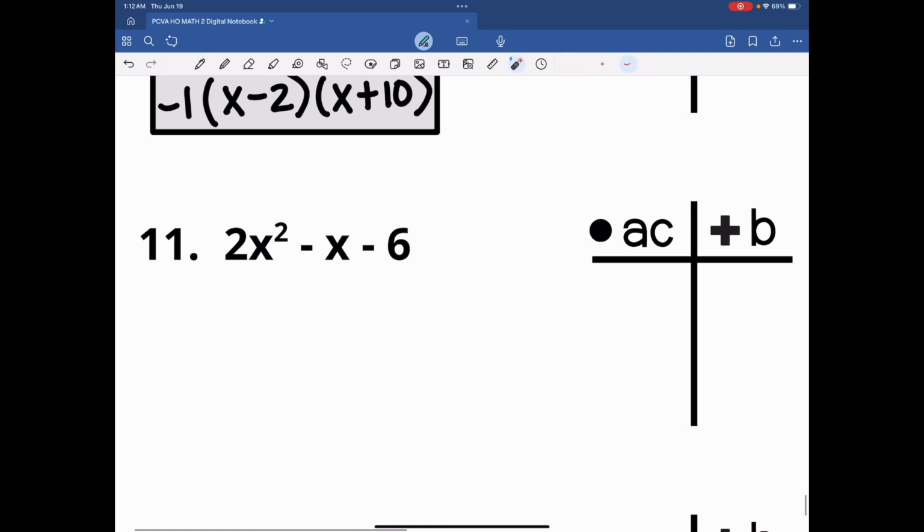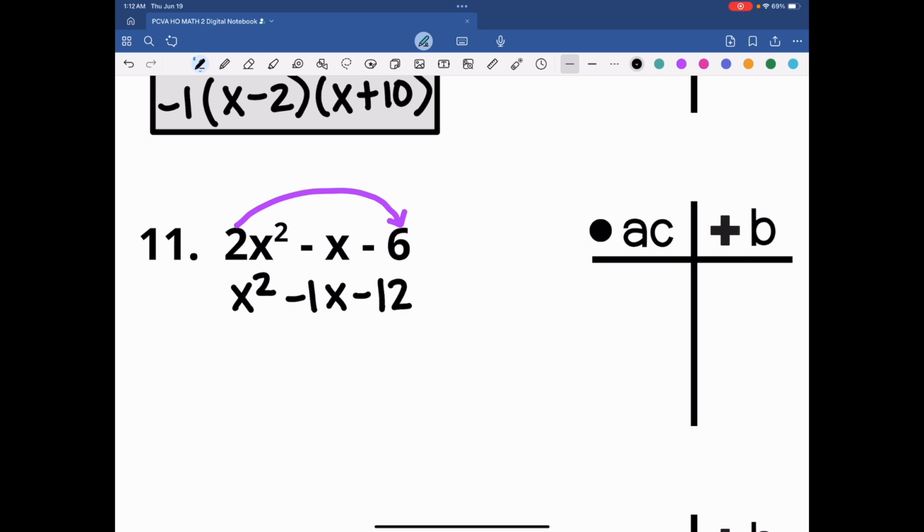Number 11, I'm checking. I have a 2, a -1, because that's technically a -1, and -6. So no GCF here. So we're going to start with the 2, and we're going to slide that over and multiply it in. So this is going to be x squared, and I'm going to just go ahead and write minus 1x, and then minus 12. So I need two numbers that multiply to give me -12, but those same two numbers add to give me 1. So 1 and 12, that can't work, so that's out. So we have 2 and 6. There's no way 2 and 6 can add together to give me 1. And then we got 3 and 4.